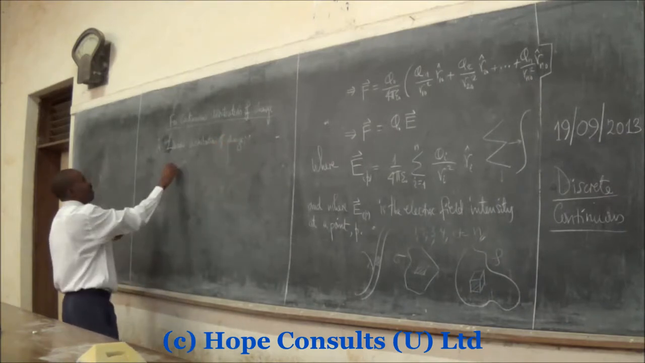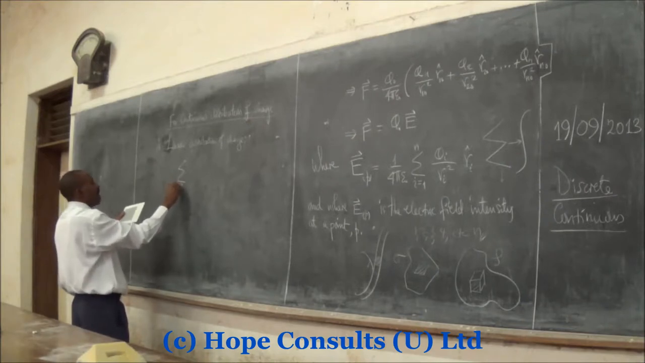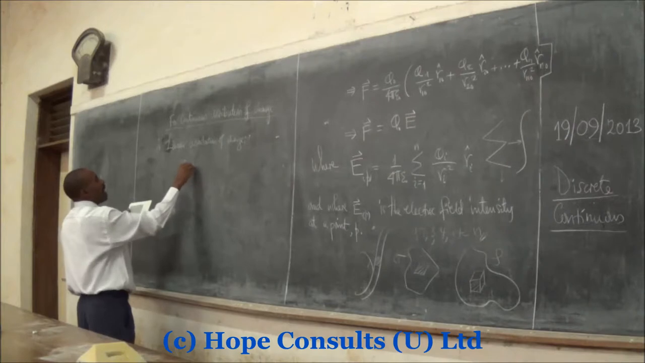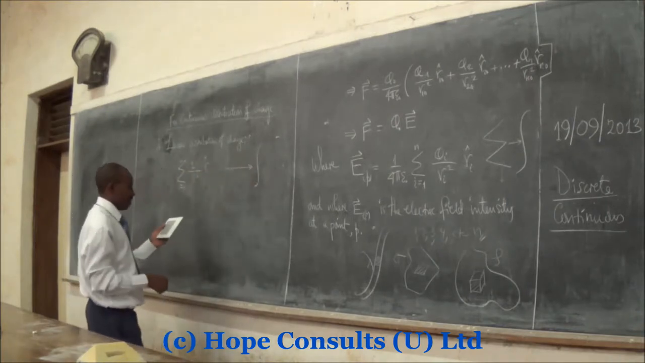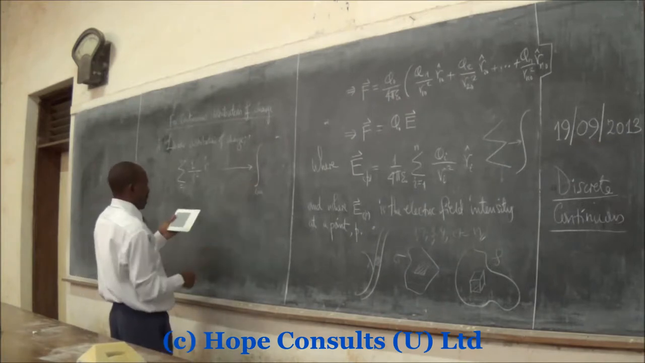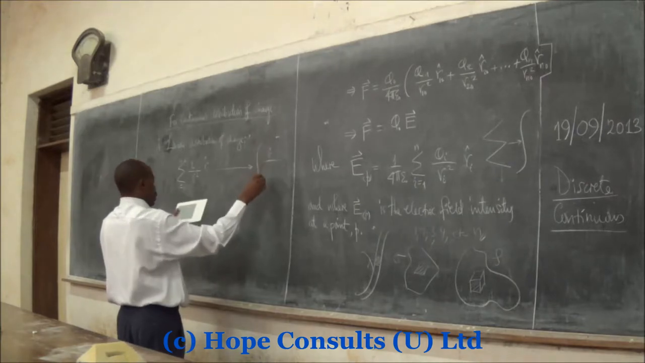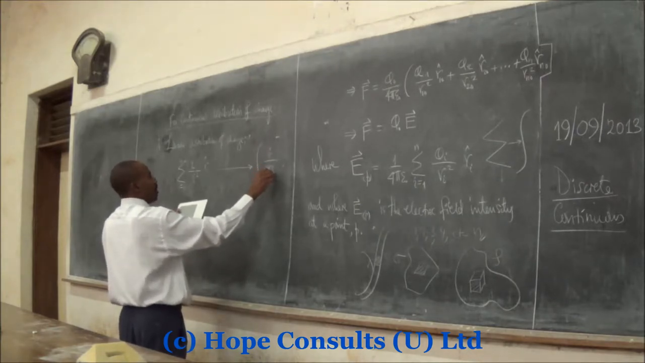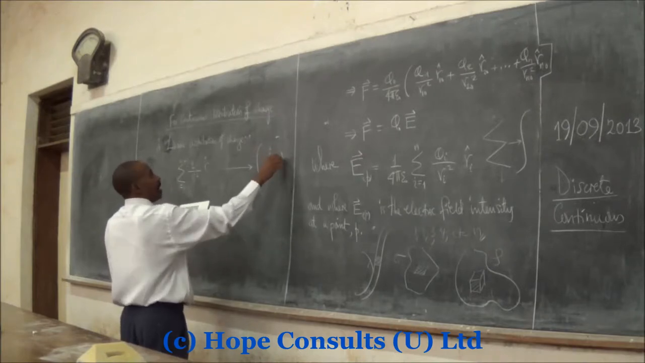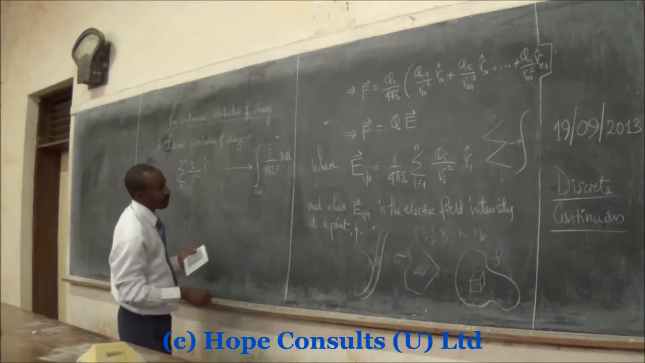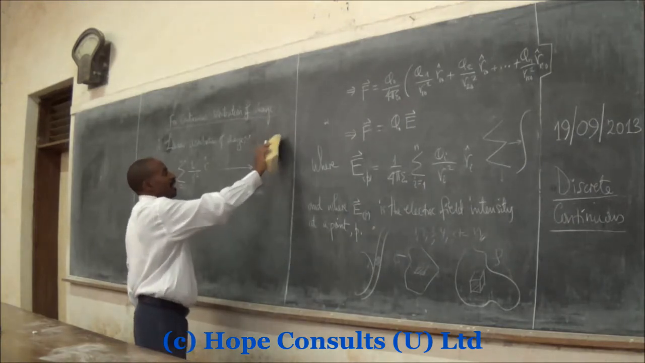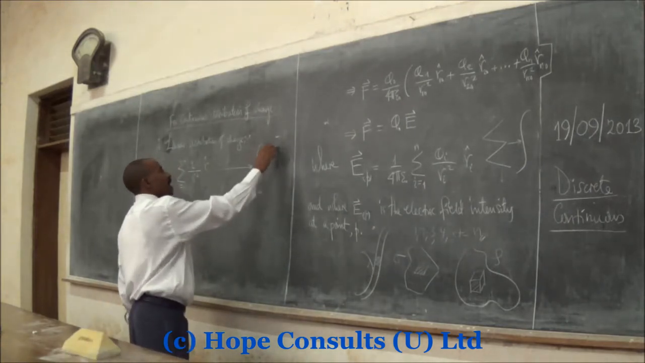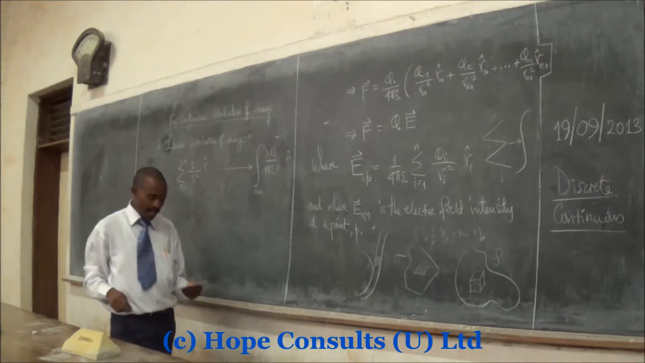Then we have the summation from i equal to 1 to n of qi over ri squared, which translates to an integral over the line. This is r roof over 4 pi epsilon naught R squared times lambda. Or you can write it as lambda dL, then put your r roof at the end.